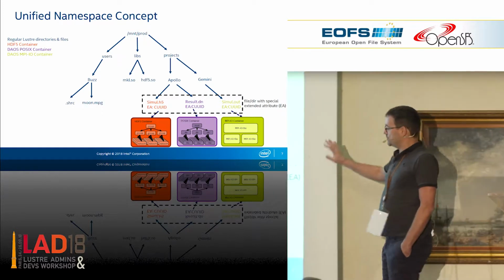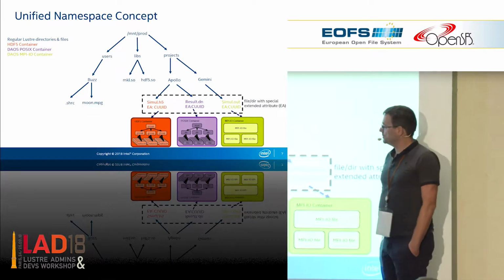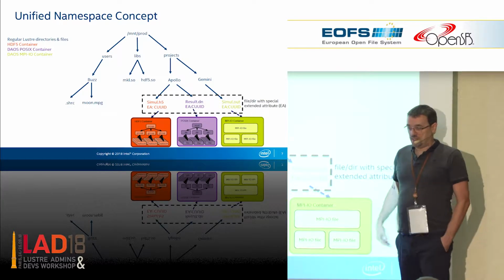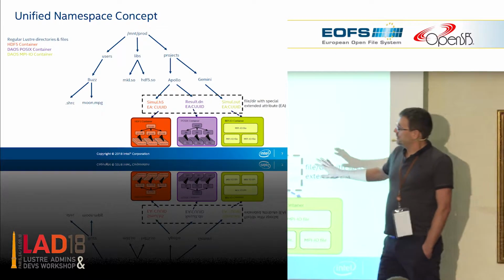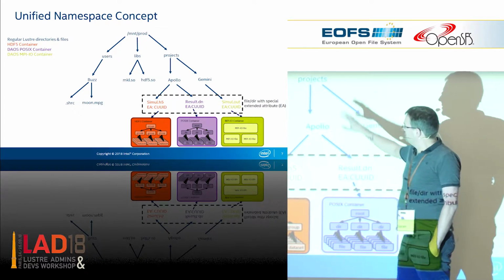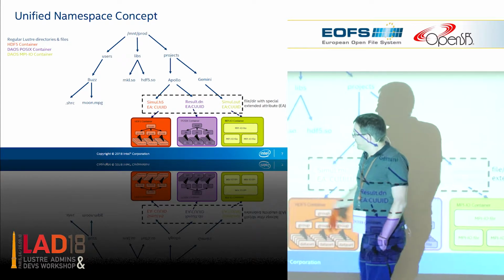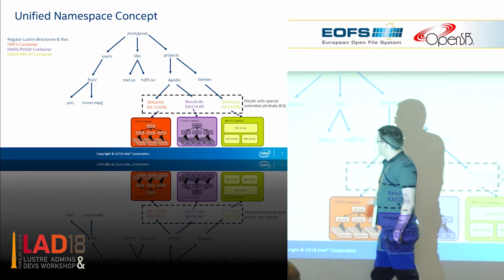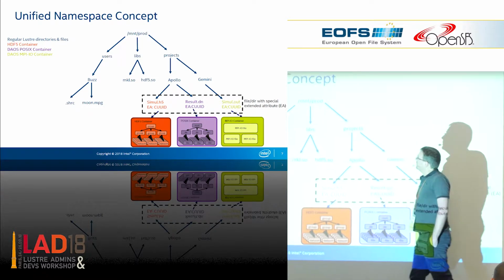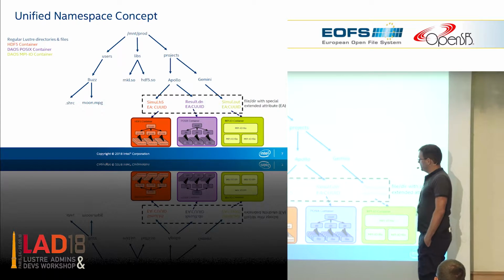So from the application perspective, you have a set of containers with different middleware to access those, and you only have a UUID to access it. And the goal is to use Lustre to organize all the data sets. So you have, in this namespace, traditional Lustre files, like moon.mpeg, mkl.so. All the blue names are effectively regular Lustre files and directories.